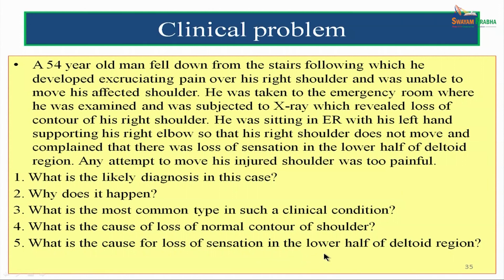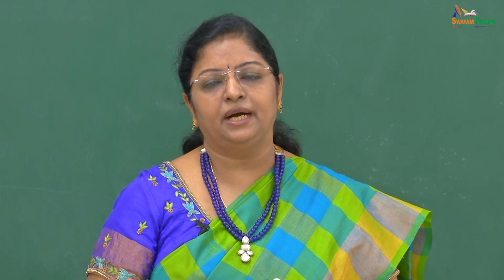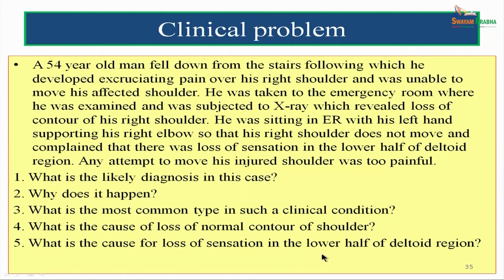The skin of the lower half of the deltoid region is supplied by the axillary nerve. So, the slipped head, which may be in the axilla, would have impinged or compressed upon the axillary nerve, and that is why there is a loss of sensation in the lower half of the deltoid region.